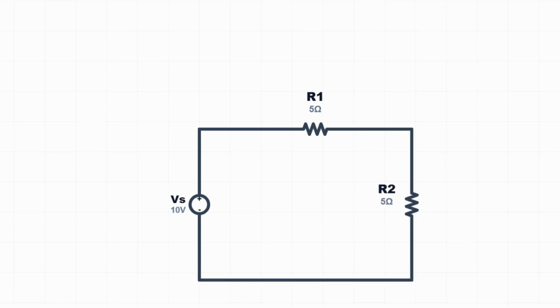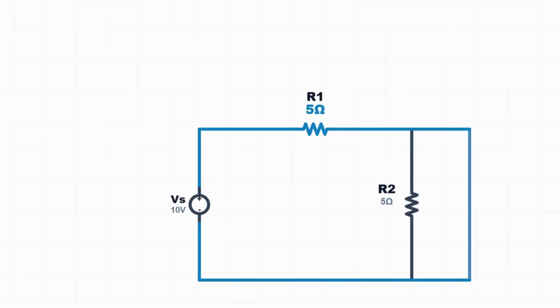Terminals are across the second resistor. Step 1, terminals A and B are across the bottom resistor. Step 2, remove any load. Step 3, short A to B. By placing a wire across the bottom resistor, we bypass it.